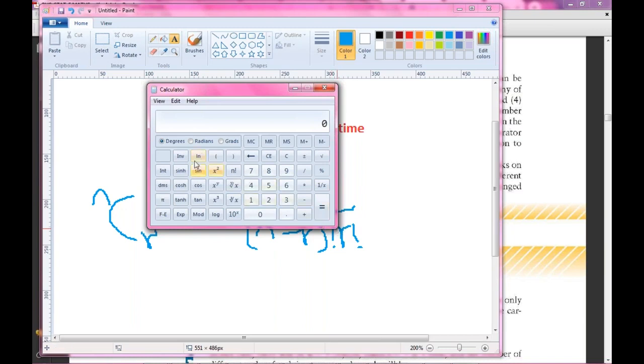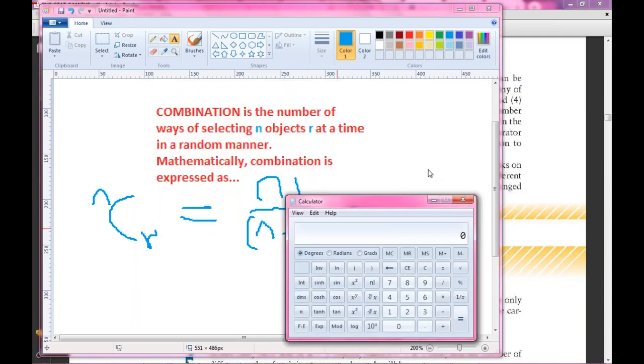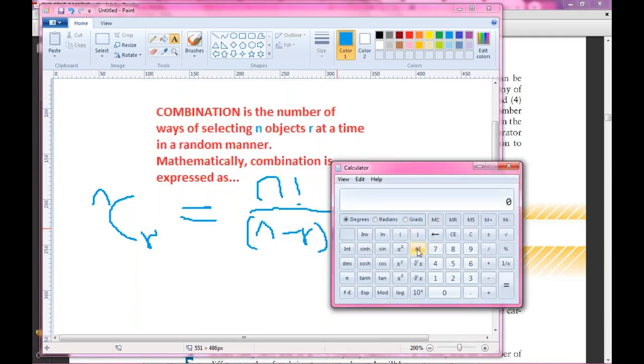So here you are having your factorial. This is the factorial here. If you see something like this on your calculator, that's simply the factorial. If you want to get 9 factorial, this is what it will give you.